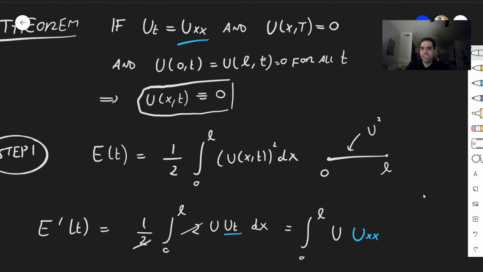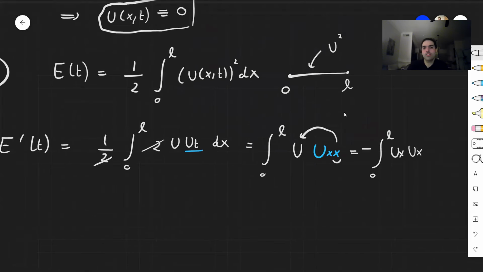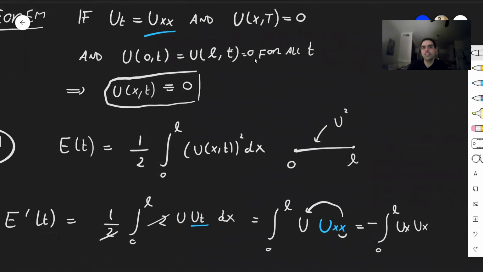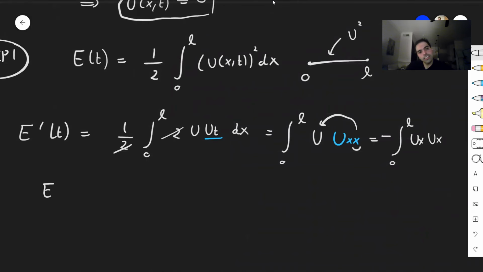And the beautiful thing is this is an invitation to integrate by parts. So put the x here. And what we get is minus integral from 0 to L of u_x times u_x. And the nice thing is there are no boundary points because u equals 0 on the boundary. And so in particular, what we get, E'(t) equals minus integral from 0 to L of u_x squared. So yes, the energy is decreasing.